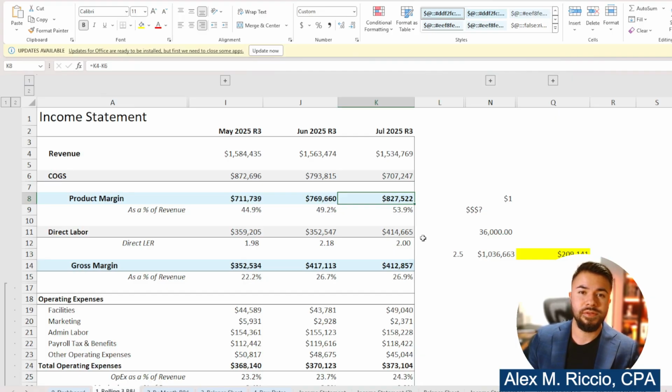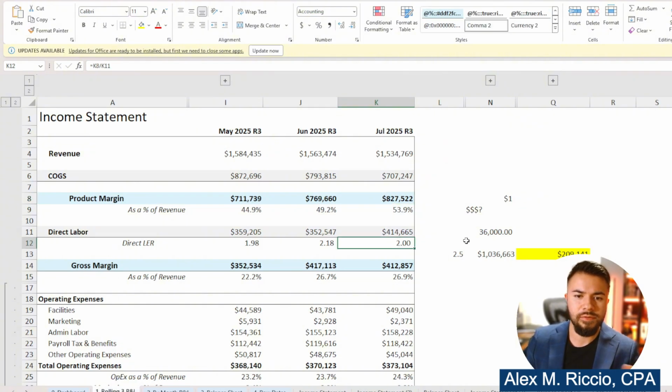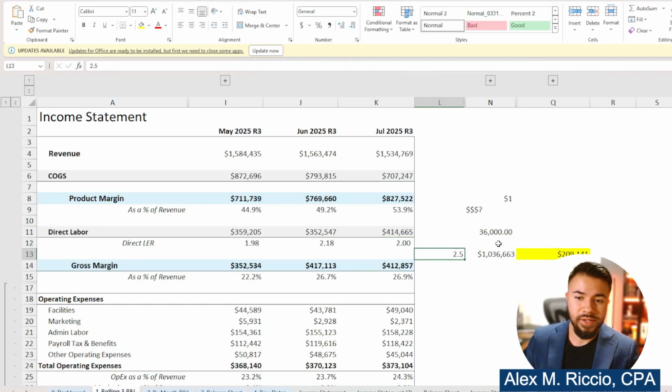So in my opinion, this is one of the best metrics to drive business profitability. Going from $2 in product margin for every dollar in labor to $2.50 yielded over $200,000 in profit in this example scenario. Mind-blowing stuff.